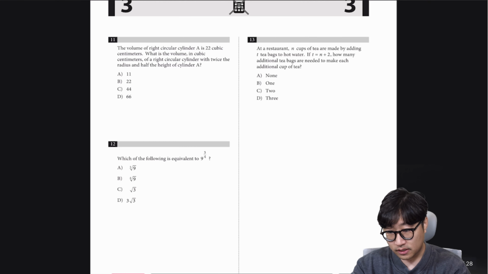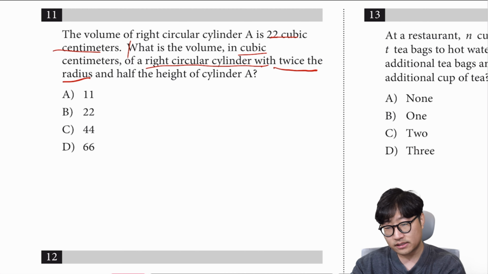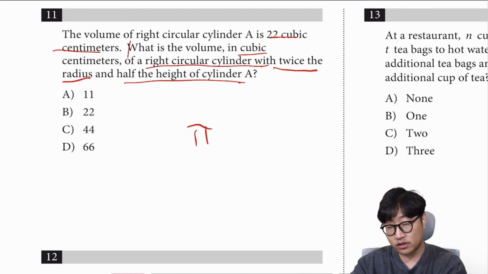All right, number 11, the volume of the right circular cylinder. 22, cool story. What is the volume in cubic centimeters of right circular cylinder with twice the radius and half the height? So if you think about the volume of a cylinder, well, the front of the packet tells you that it's pi r squared h, and that's what the volume is.